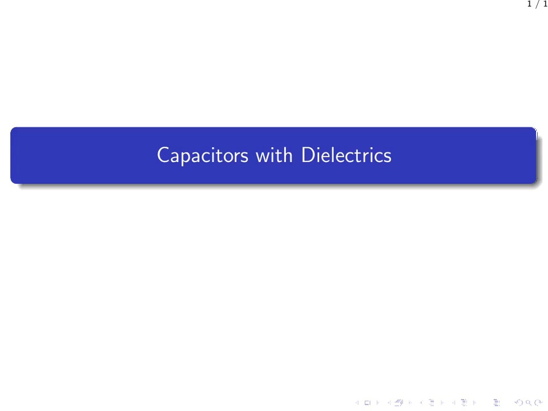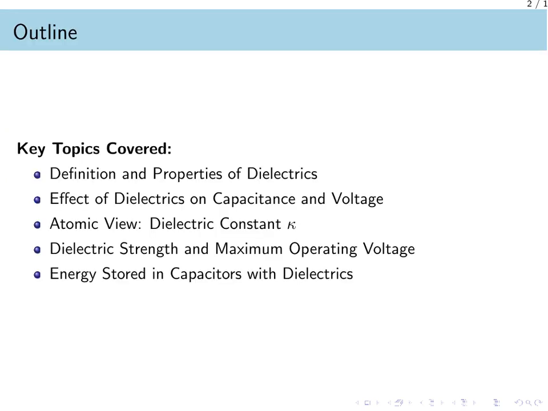Capacitors with dielectrics. In this module, we will outline the key topics covered regarding dielectrics. We will start with a clear definition and the fundamental properties of dielectrics. Then, we will explore the specific effect of dielectrics on both capacitance and voltage within a given circuit. We will also look at the atomic view, specifically focusing on the physical meaning of the dielectric constant kappa.